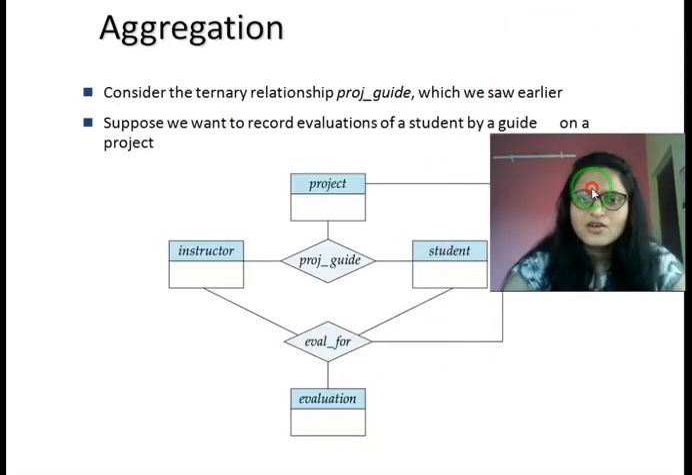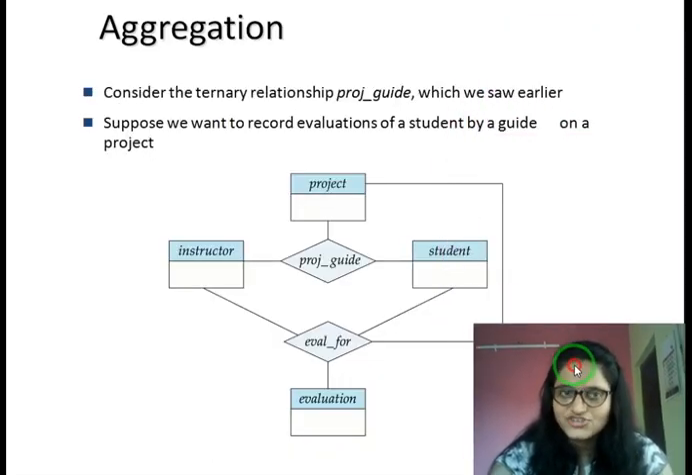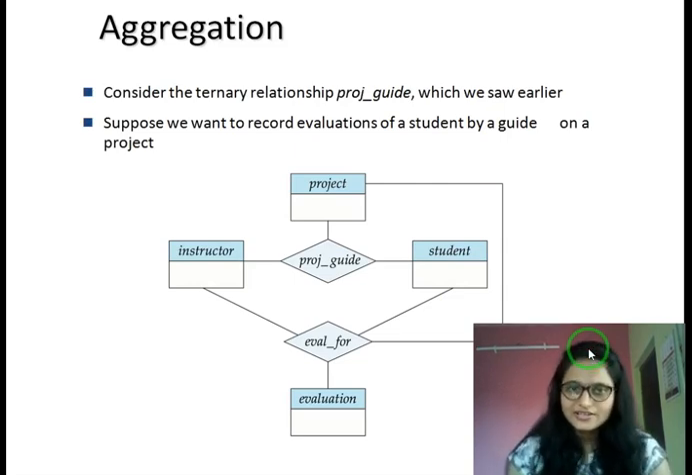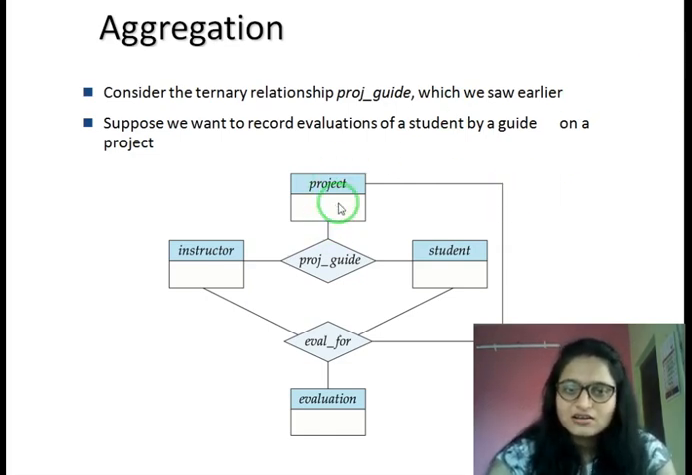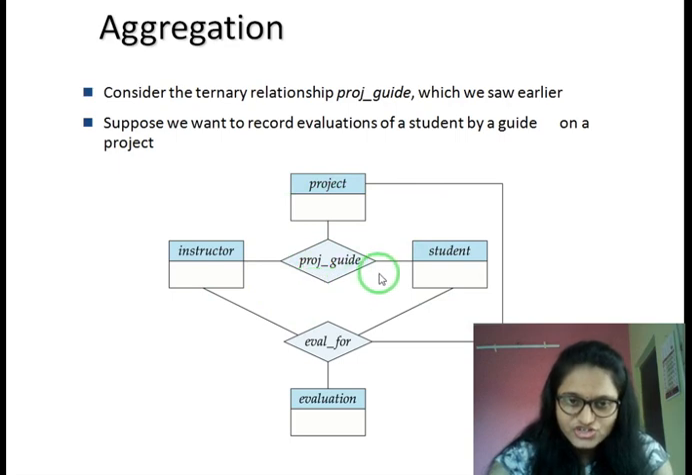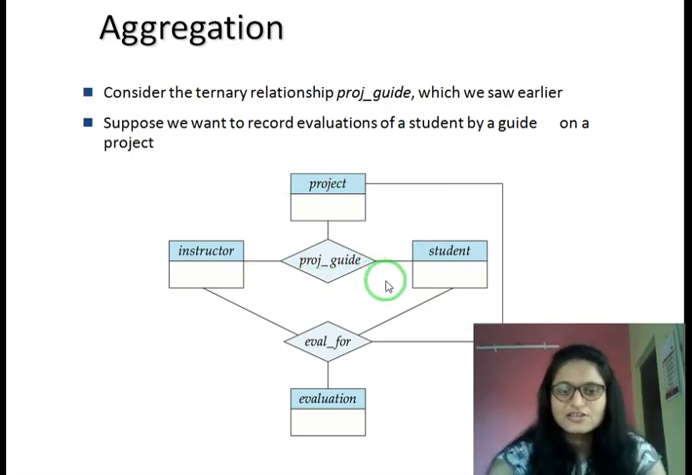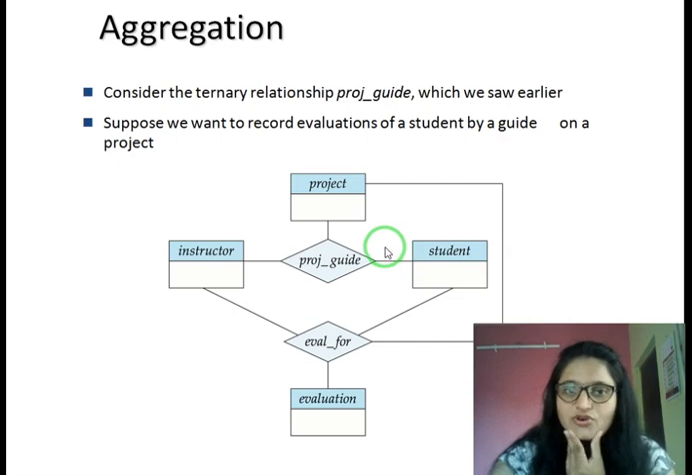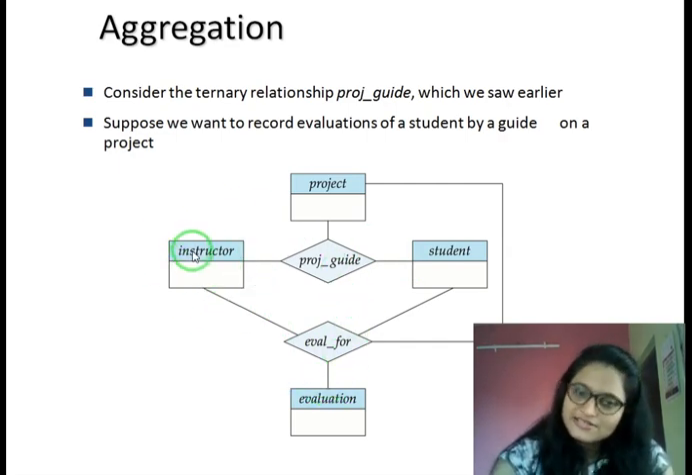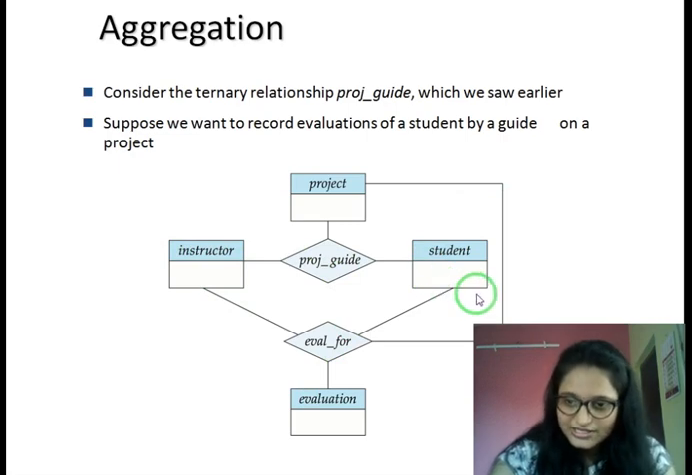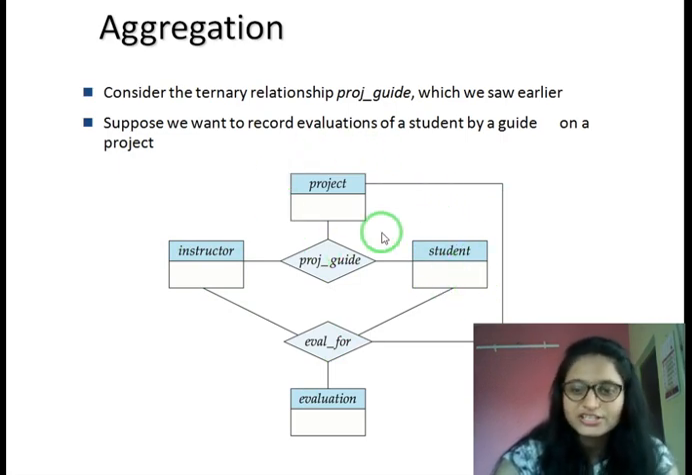Now we are moving toward the next concept, aggregation. Consider again the ternary relationship project guide, which we saw earlier. This is one project entity, another instructor entity, and a student entity. All these three entities are in a relationship named project guide. But suppose we want to record the evaluation of the student by the guide. For evaluation, we require an instructor, student details, and the respective project, right?